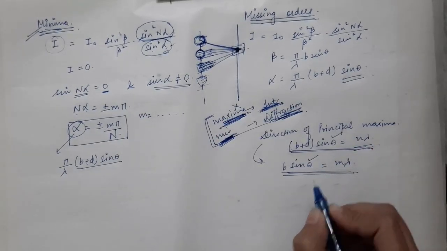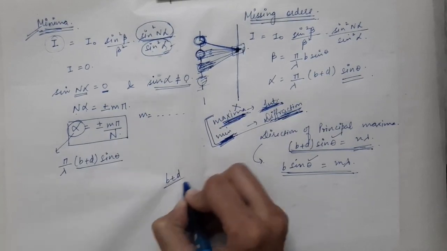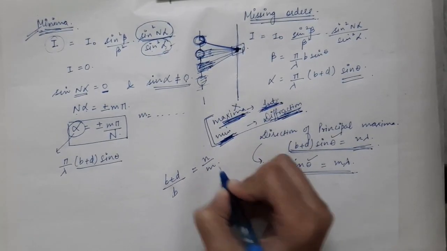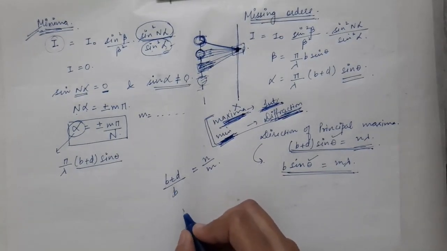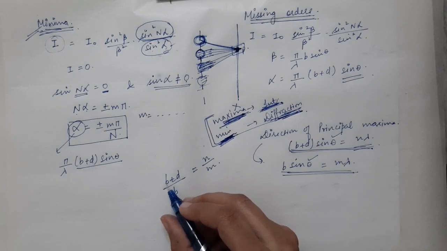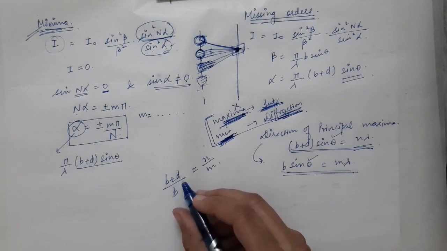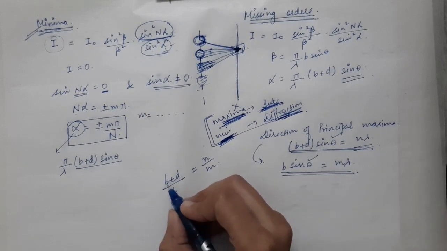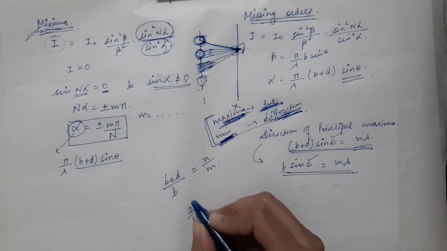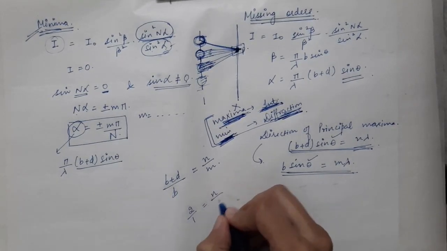So now at a particular point, the angle of diffraction will be the same, that is theta will be the same. So in that case, we will divide these equations and you will get (b plus d) over b, that will be equal to n divided by m. So from here, let's assume that b is equal to d. Now what is b? It is the width of the slit and d is the distance between two consecutive slits. So if b is equal to d, then on the left hand side you will get 2 divided by 1.